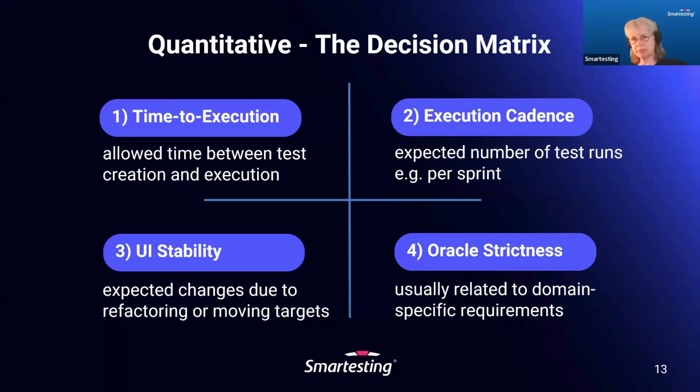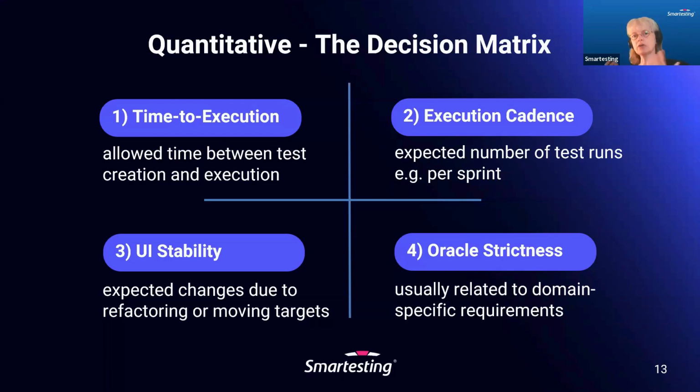So we have 4 parameters to consider. The first one is time to execution. How much time do I have between the moment the test case is created and the moment I need the test result? If this time is short, well, I will explain the 4 dimensions in a moment. But just if this time is short, then the agents are better. If you have enough time, then you may also do the automation.